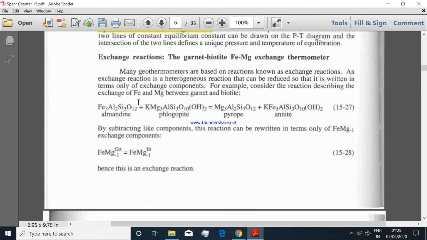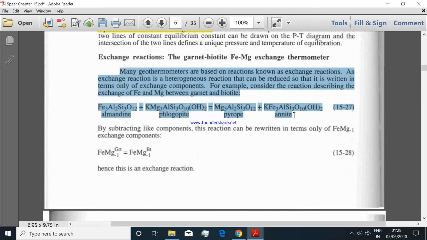Such an example: there are two minerals, almandine, that is garnet, which is in contact with phlogopite, and it is forming pyrope and annite by some exchange reaction. Many geothermometers are based on the reactions known as exchange reactions, and an exchange reaction is a heterogeneous reaction that can be reduced so that it is written in terms of the exchange components. For example, they consider the reaction describing this.